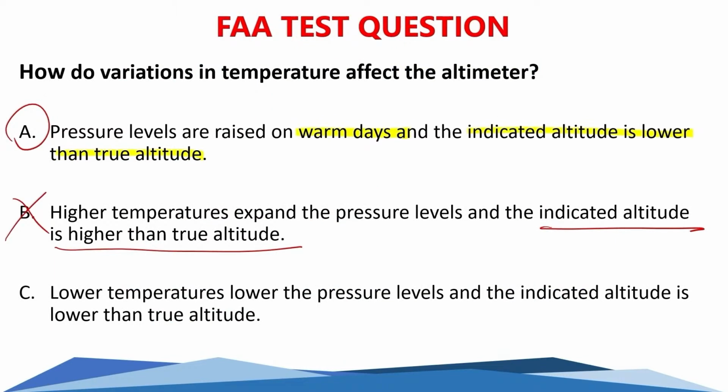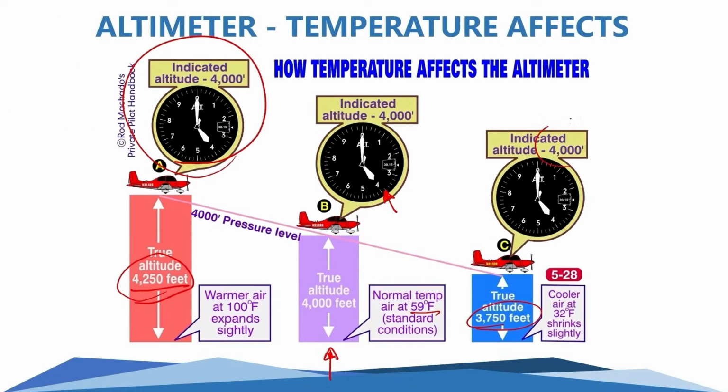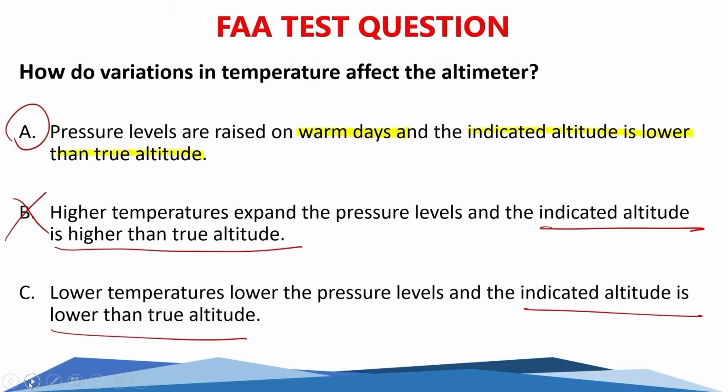And then C, the lower temperatures lower the pressure levels, and the indicated altitude is lower than true altitude. So once again, what we're looking at is basically cold weather, where our indicated altitude is 4,000, and our true altitude is 3,750 in this example. The indicated is higher than the true altitude, or inversely, I could say the true altitude is lower than the indicated. Okay, so you can see how they can flip-flop or confuse you on these circumstances, all right? Once again, A is the correct answer.